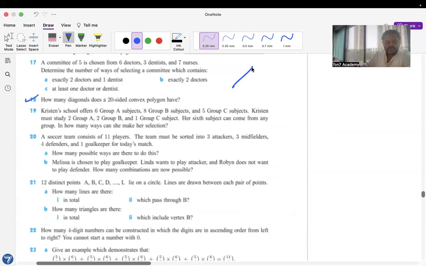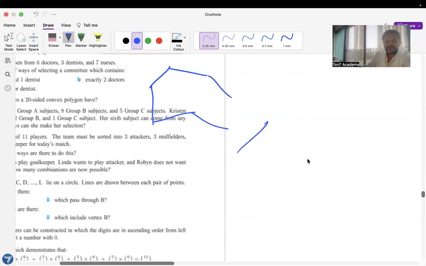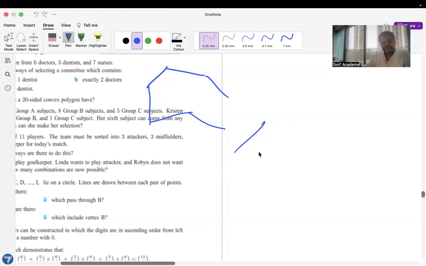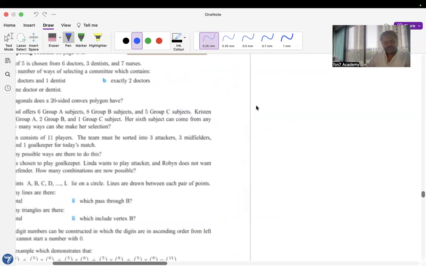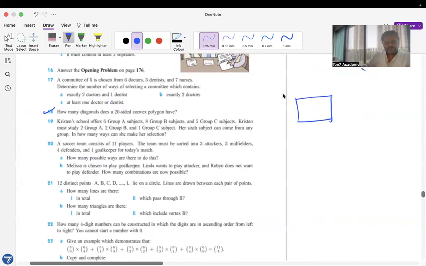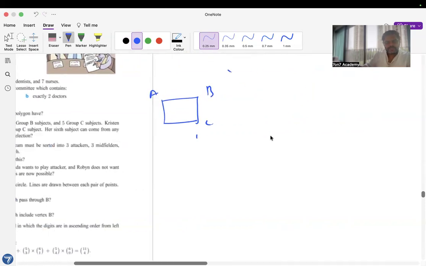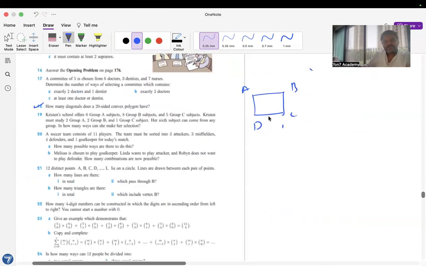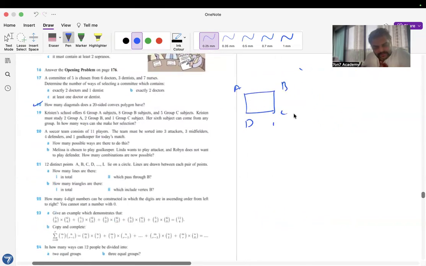Okay, to form a triangle, what is required? If I want to form a triangle, what should I do? Just take a four-sided figure, a square. If it is A, B, C, D, how many triangles can I form if I join points? But sir, the question asks how many diagonals it has. Tell me. So 170.